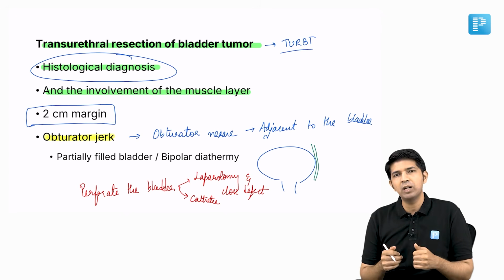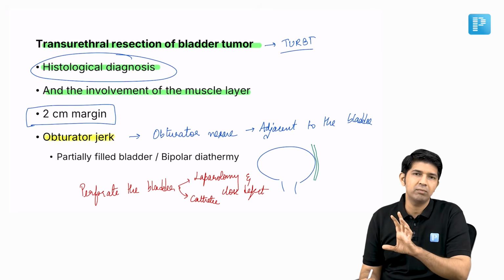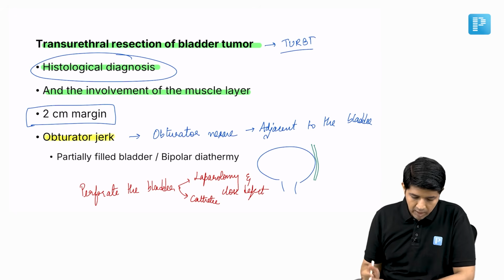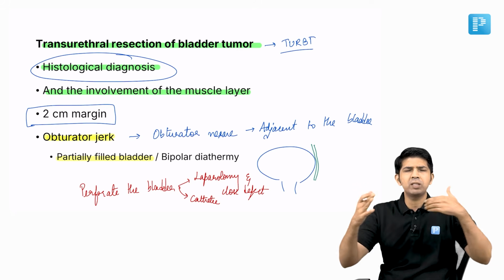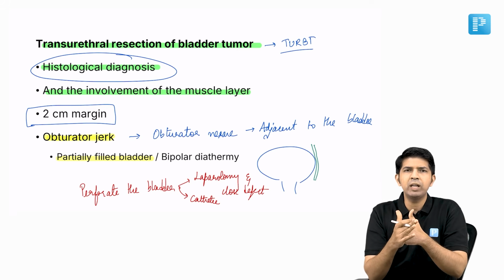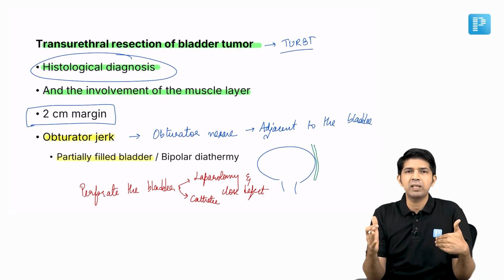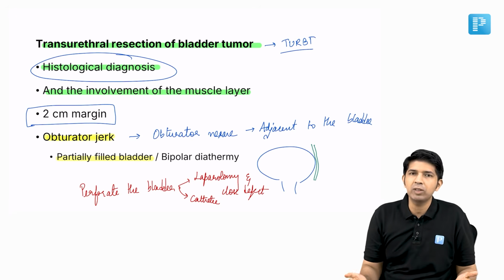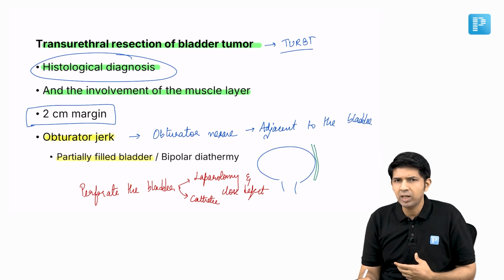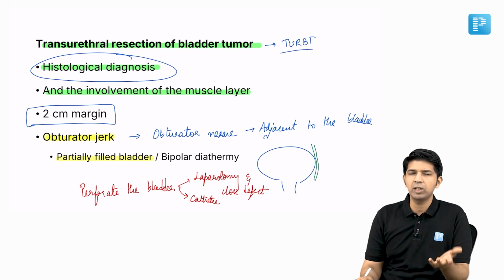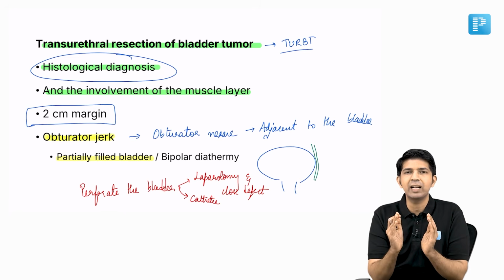Now how do you prevent this from happening? We learnt how to correct it if it perforates, but you also need to know how to prevent the perforation in the first place. What they suggest is to use a partially filled bladder. Don't distend it so much that it becomes adherent to the obturator nerve. Keep it slightly less distended, so you'll have enough space. More so when you're operating on the lateral walls, because that is where the obturator nerve comes. Anterior, posterior doesn't matter, very unlikely to get a jerk. But whenever you're operating on the lateral wall, try to keep the distension slightly less.